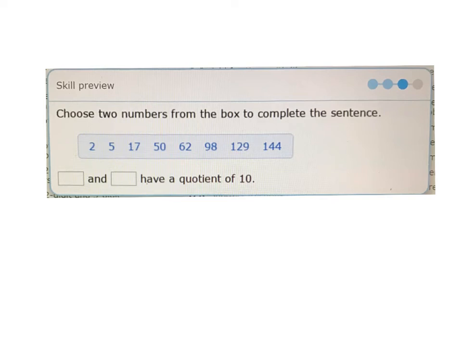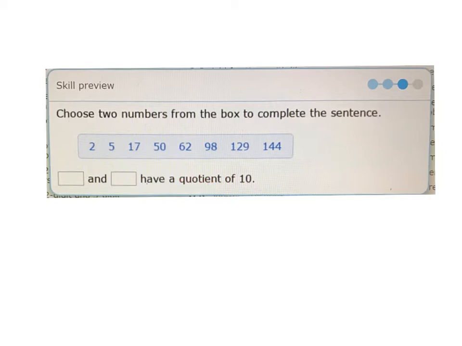In this video, we're going to look at selecting numbers with a particular quotient. So first, just a little bit of vocabulary for you. We've talked about the fact that a sum is the answer to an addition question. The difference is the answer to a subtraction question. A product is the answer to a multiplication question. And now the word quotient, that's the answer to a division question.